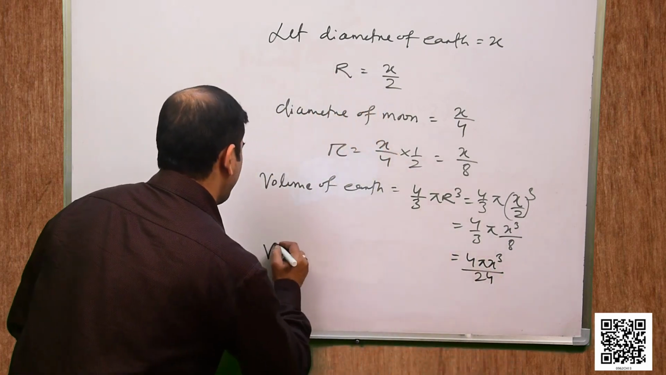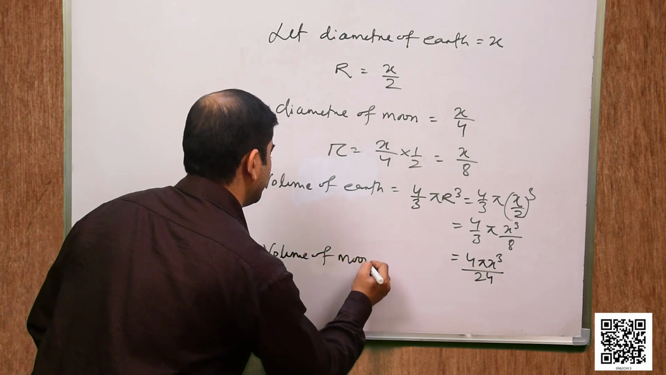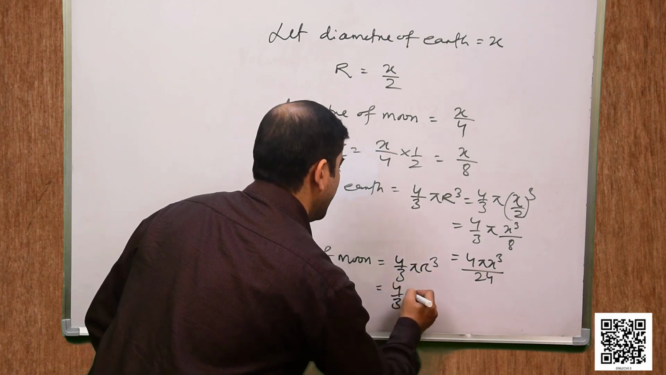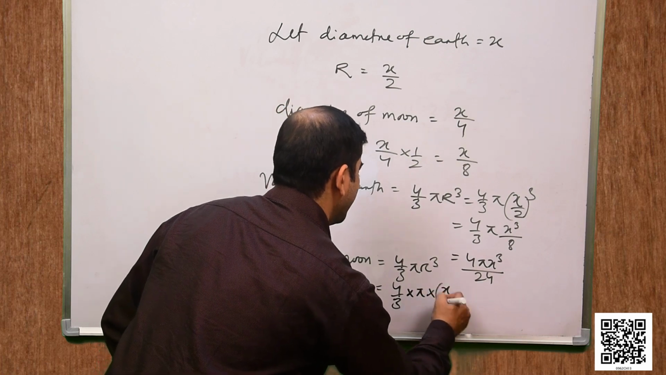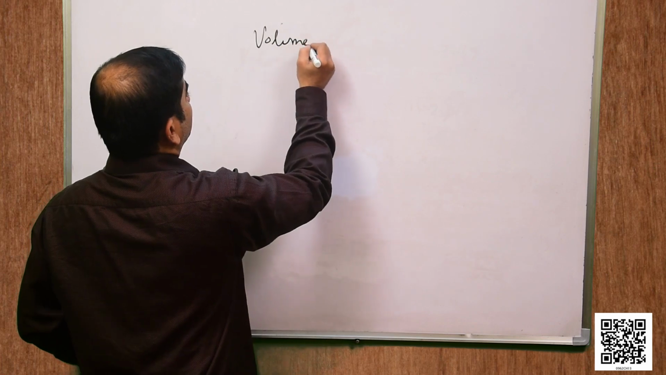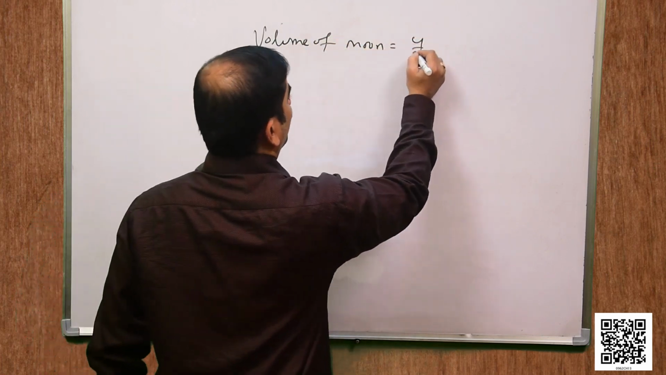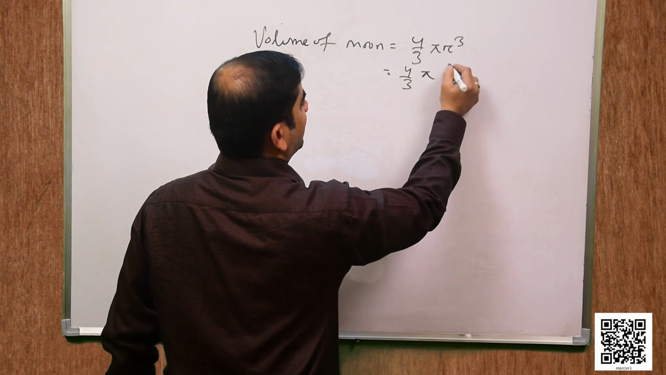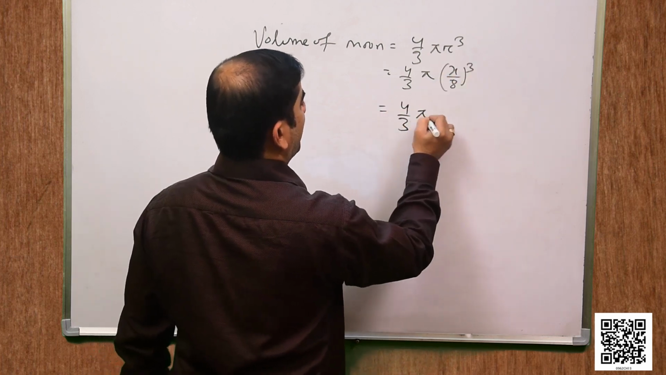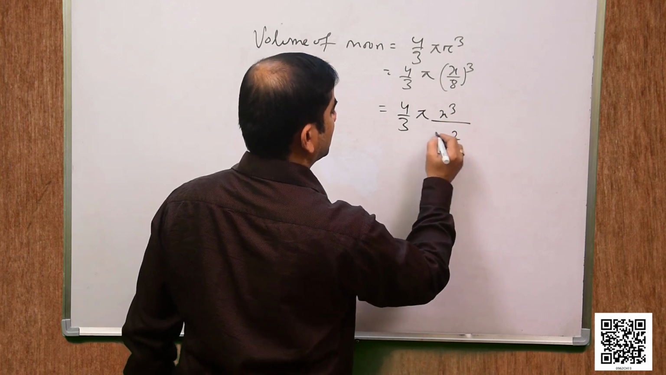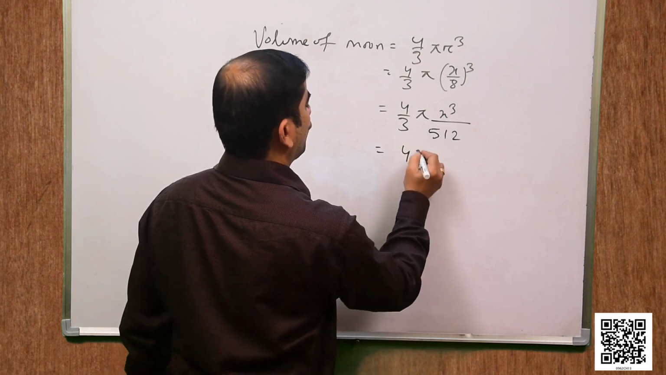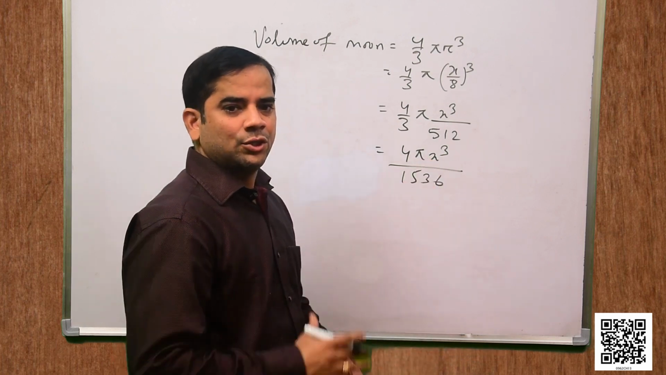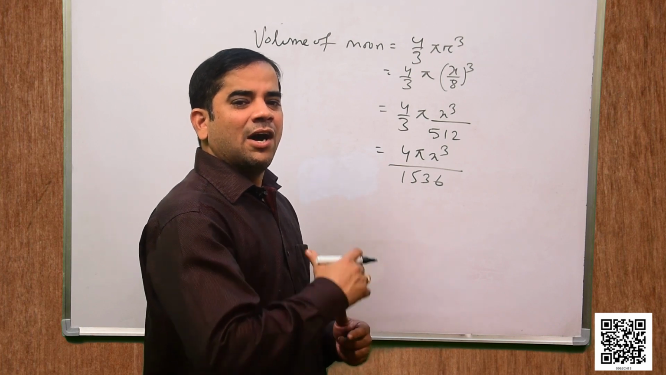Now, volume of moon is equal to 4 by 3 pi r cube, that is 4 by 3 pi into x by 8 cube, that is equal to 4 by 3 pi x cube divided by 512, or 4 pi x cube divided by 1536. So, let us find the ratio.